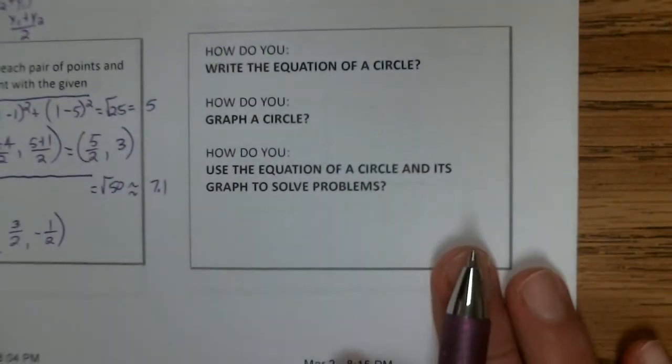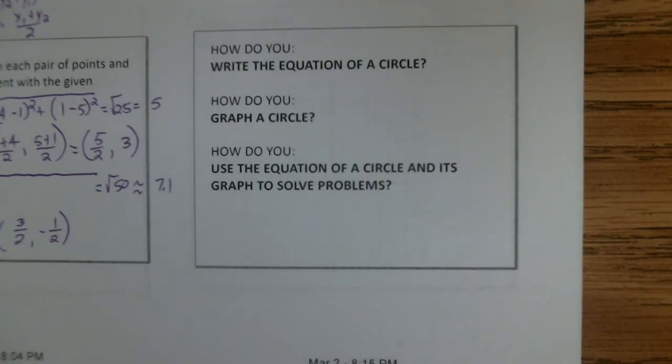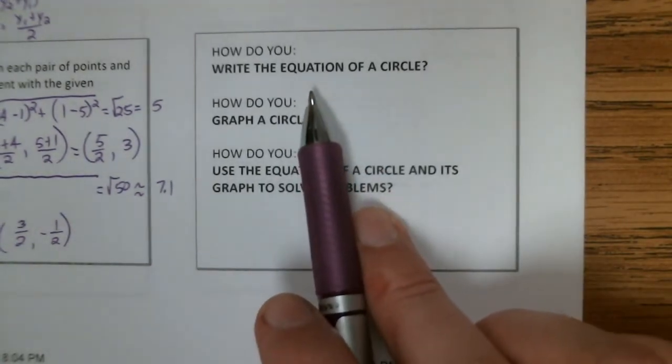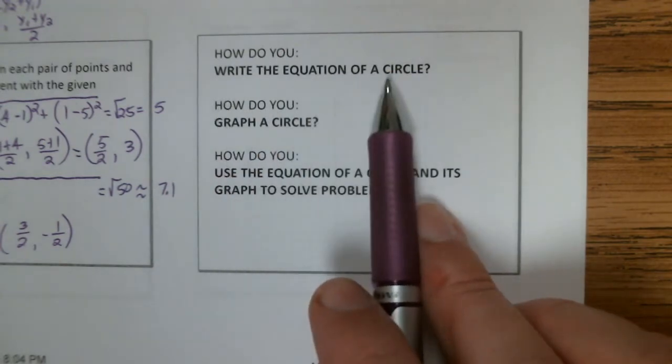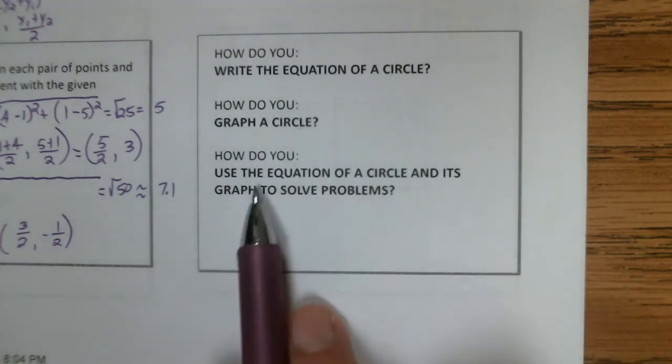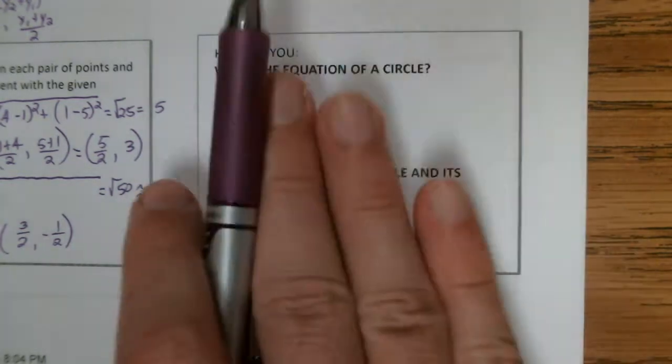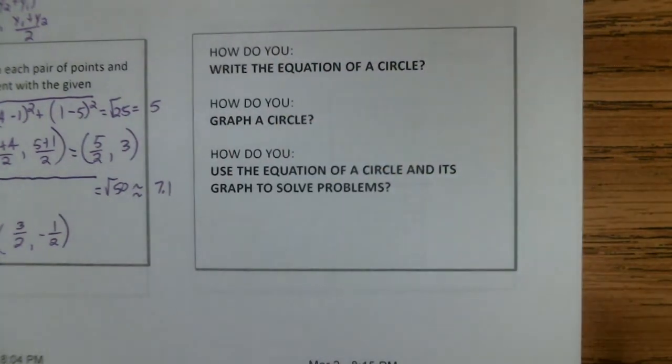Okay, so the point of today's lesson, just when you thought we were done with circles, we're not quite done with circles yet. What we're going to be doing in this video is writing the equation of a circle, graphing a circle, and then using the equation of a circle and the graph to solve problems. So at the end of the lesson, this is what you're going to be able to do: write the equation of a circle, graph it, and apply it.